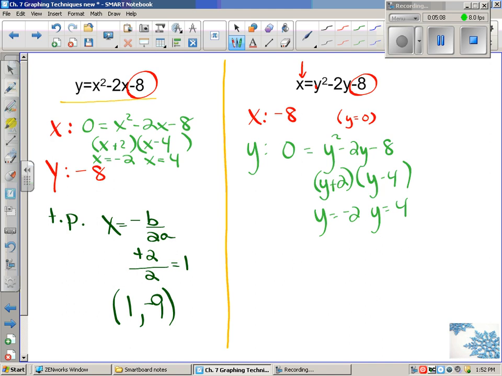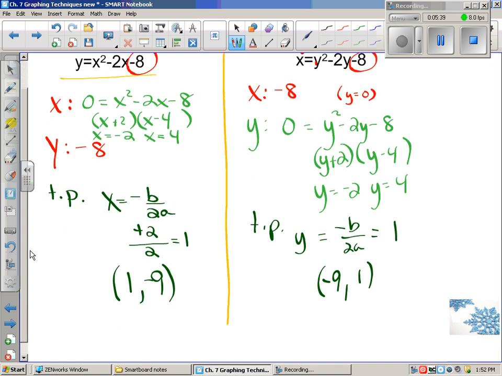Over here, when you find the turning point, yes, it's still negative b over 2a, but it won't equal the x, it will equal the y. And so, for the same reason over there, it will equal 1, but it's the y value. And hopefully, to no surprise, you would find the x value to be negative 9. Again, your x and y switch.